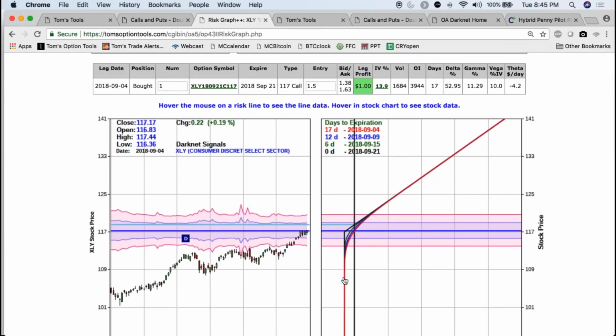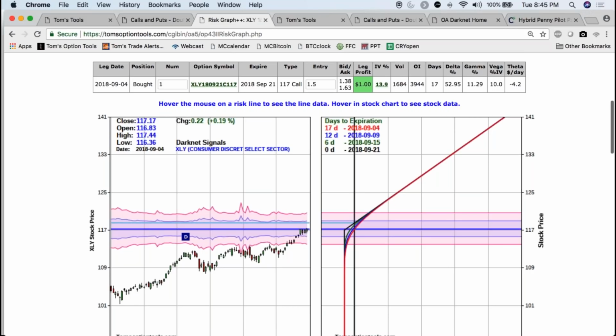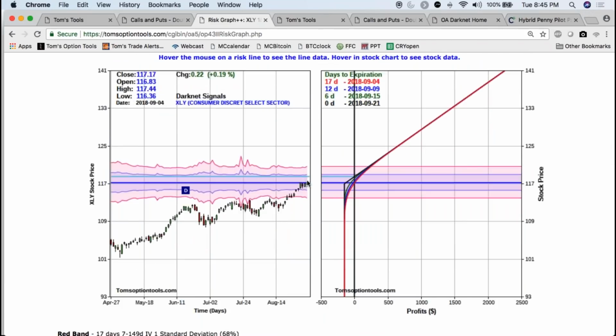What's my risk? My risk is what I paid for the option, right? We can see in the next couple weeks, is it safe to say that we could see this thing move up into potentially the low 120s, and that would put you in a double. Easily put you in a double.